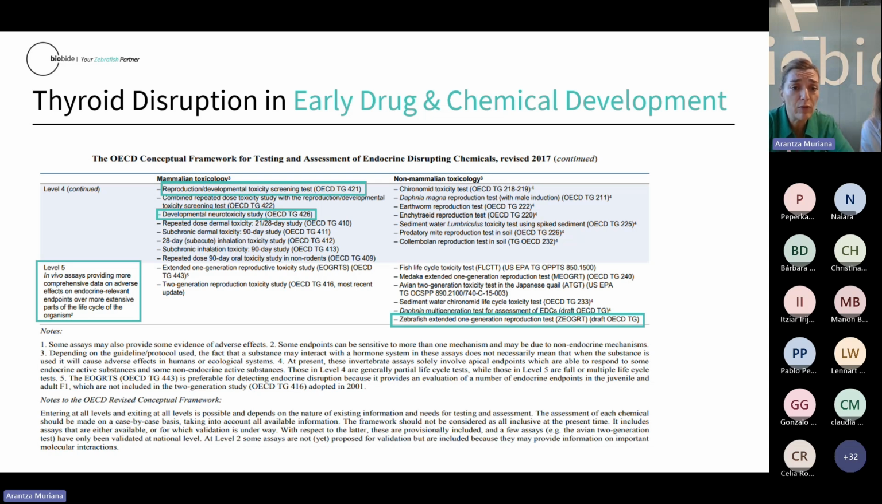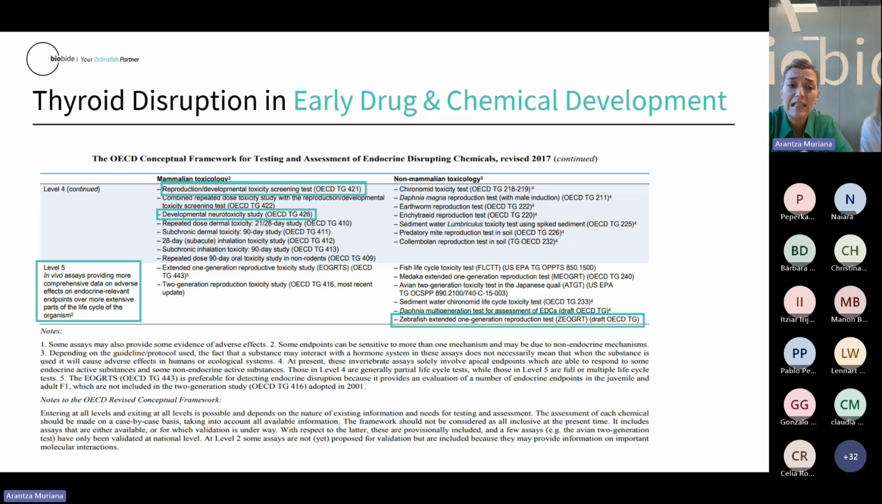If we go further to level 4, in vivo assays providing some mechanism of action on endocrine disruption, we can find the reproduction and developmental toxicity screenings based on the OECD guideline 421 and the developmental neurotoxicity studies based on OECD guideline 426. Both can be indirectly affected by endocrine disruption, and especially thyroid disruption. So that's why we feel that it's very interesting to combine endocrine disruption assays in zebrafish with other developmental and reproductive toxicity screenings or developmental neurotoxicity screenings in zebrafish.